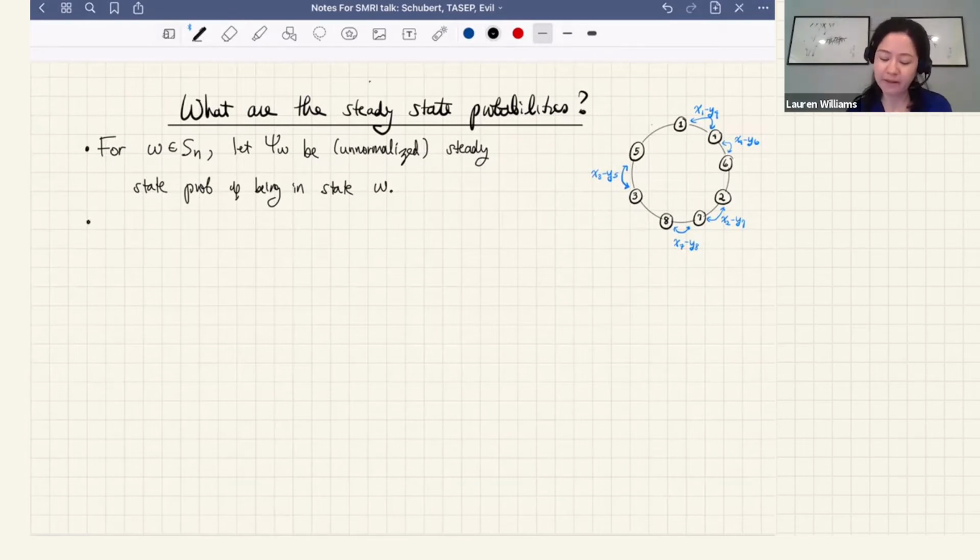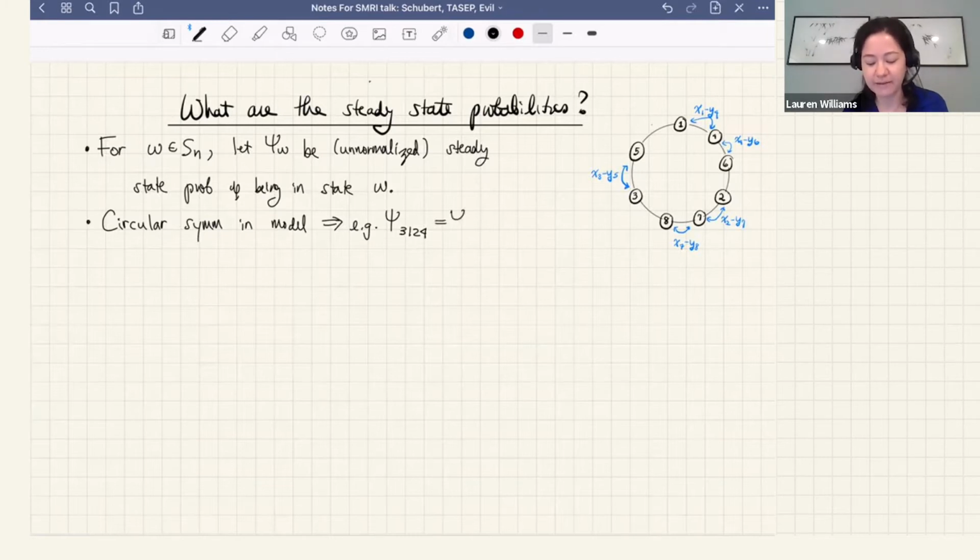Okay, now let me first make a small observation, which is that there is, of course, a circular symmetry in the model. And what that implies is a corresponding identity on these steady state probabilities, which I'll just write out with an example. The steady state probability of being in state 3, 1, 2, 4, in the case n is 4, is the same as the steady state probability of being in state 1, 2, 4, 3, is the same as the probability of being in state 2, 4, 3, 1, is the same as the probability of being in state 4, 3, 1, 2.